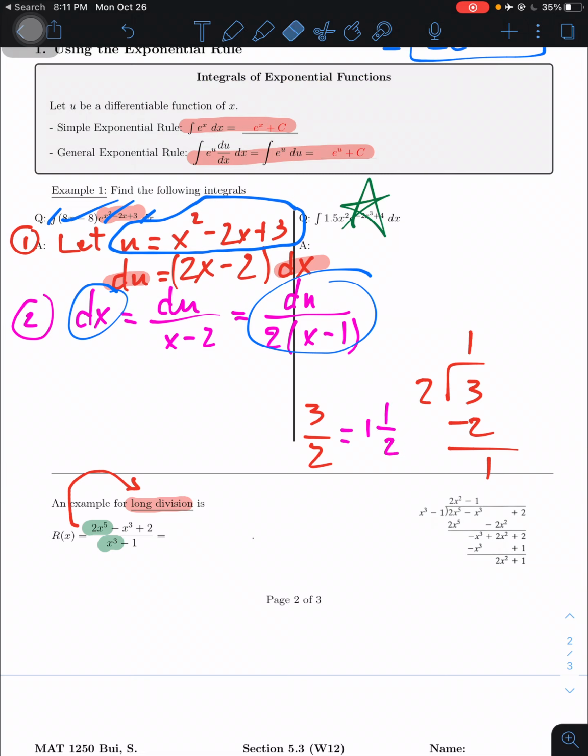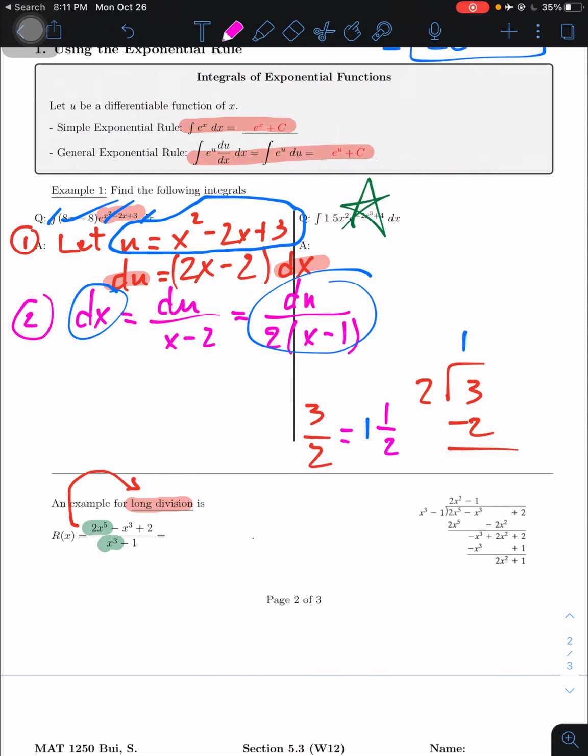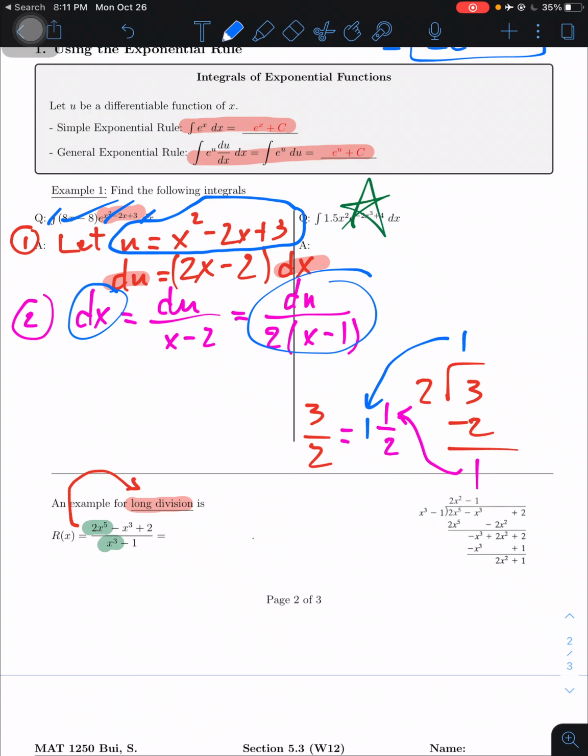Let me use color code here. This one is the remainder. The one in blue is the answer that you have from the division, and the one in pink is the remainder. Just to link it together, one part comes from the remainder, and the other comes from the answer that you have.